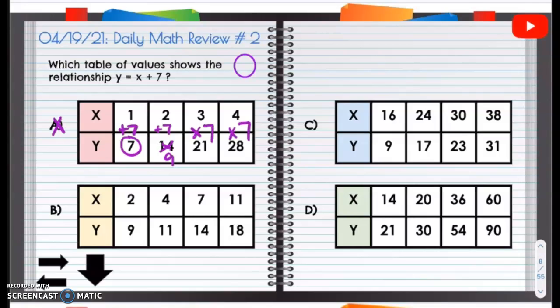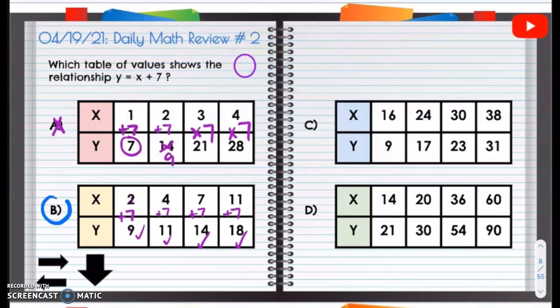So that's not it. How about if I add 2 plus 7, 7, 8, 9, you get 9, yes. 4 plus 7, 7, 8, 9, 10, 11, yes. 14 would be 7 plus 7, yes. And 11 plus 7, 18, yes.